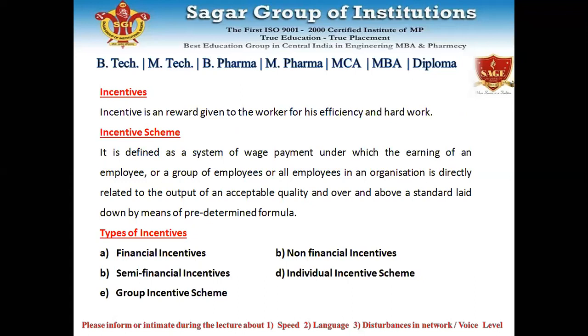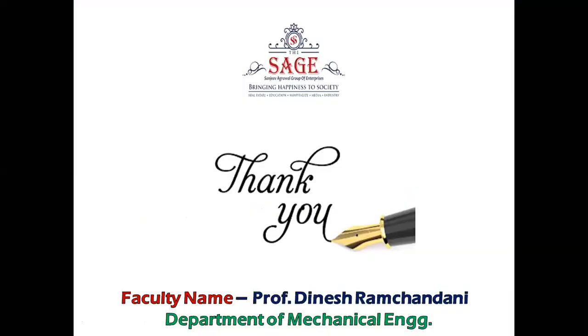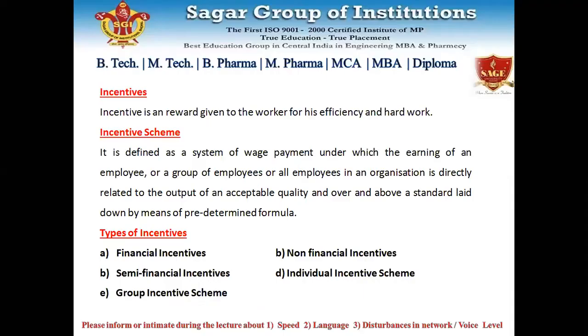Then we'll see what exactly an incentive is. Incentive is way beyond your basic monetary part. Okay, and wages are what? Wages are the minimum paid amount to anybody from whom you have taken the services or whosoever has served you. Then there are many types of incentives: financial, non-financial, semi-financial, individual incentive schemes, or group incentive schemes. Many schemes are there. Then we'll see the methods.